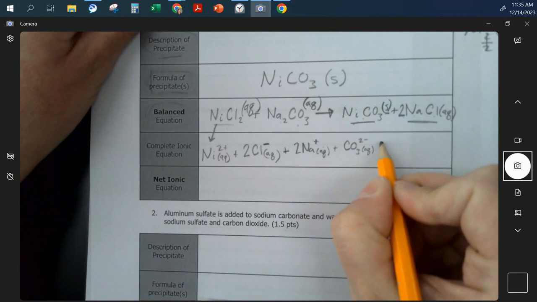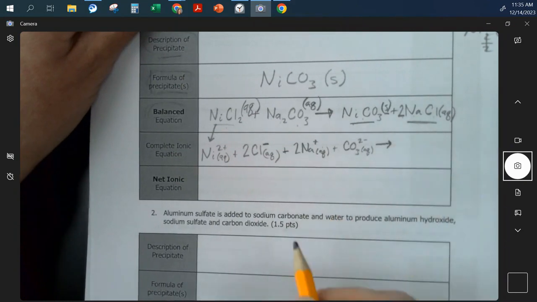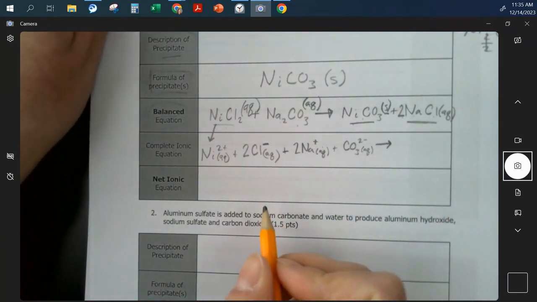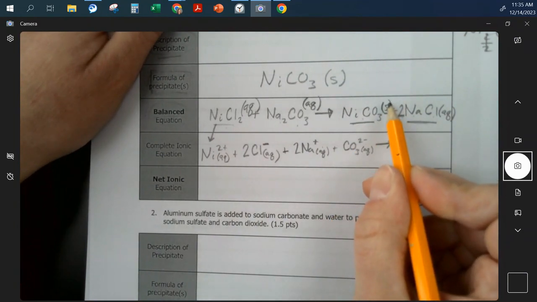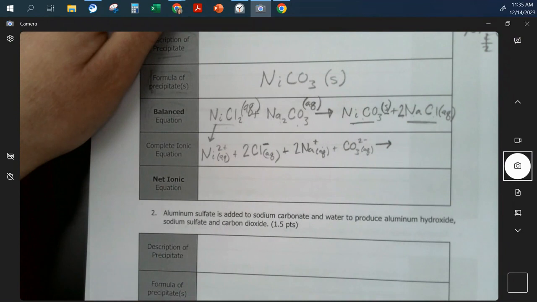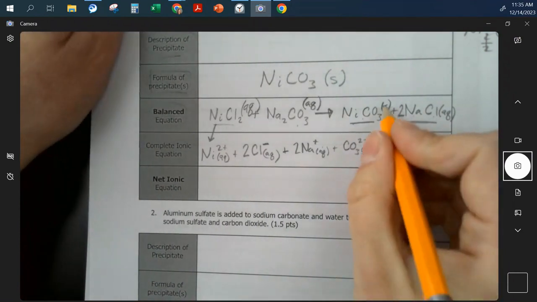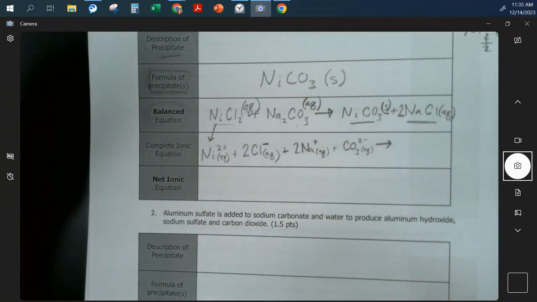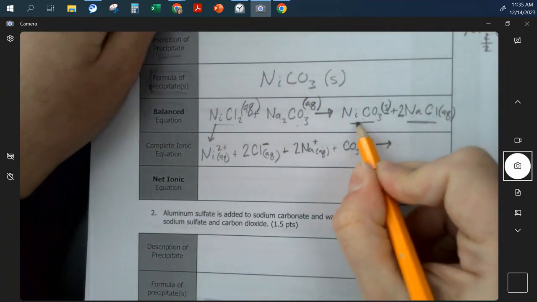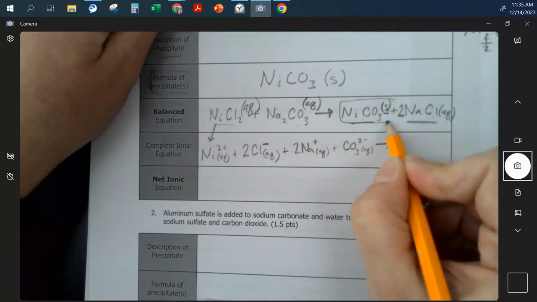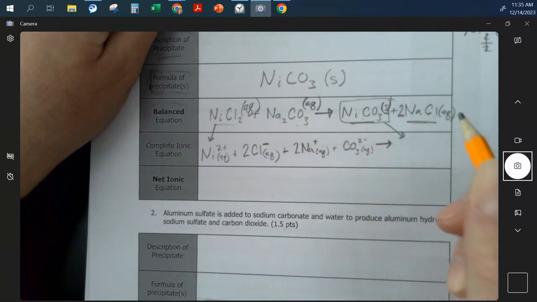I'm going to put my arrow. I'm going to run out of space, I'm going to have to go out of my box. Okay, this one is a solid, so it's not in its ionic form. It's not broken into its ionic pieces. It has its ionic bond. So we just leave it like this in our equation because it's a solid. It doesn't split apart in water. Not soluble.